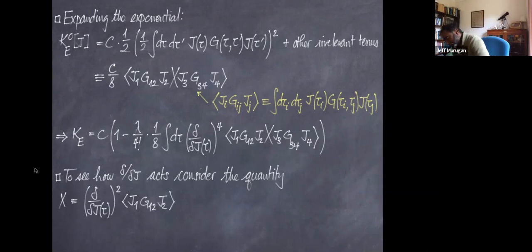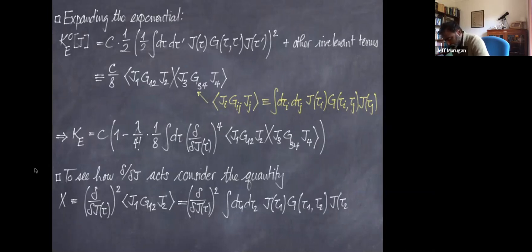All right. So explicitly, this is 2 functional derivatives, delta by delta J of tau, squared, acting on the integral with respect to tau 1 and tau 2 of J of tau 1, G of tau 1, tau 2, J of tau 2, like such, which is, now we can go ahead and act with the first functional derivative with respect to J of tau.